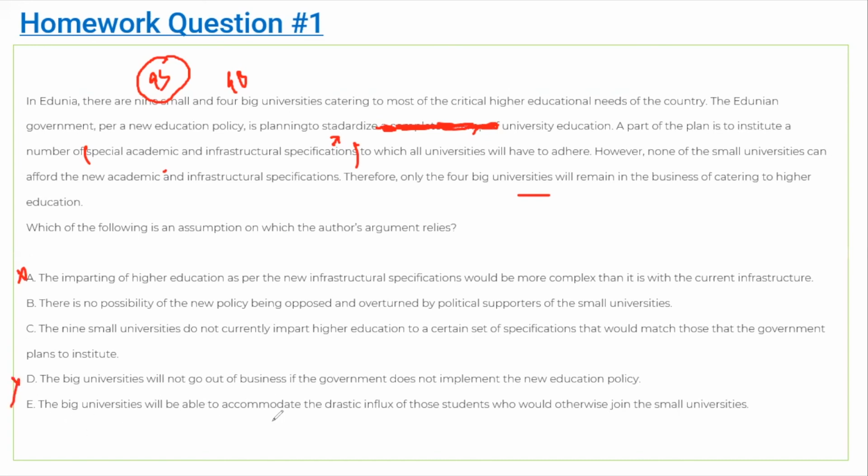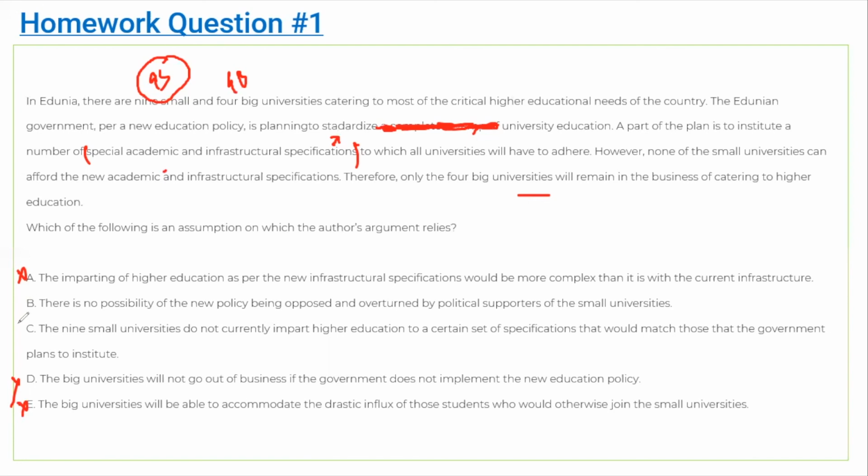E: The big universities will be able to accommodate the drastic influx of those students who would otherwise join the small universities. Again, we are talking about whether they have the capacity to incorporate more students. Let's see if they cannot. So what? It will again be bad for those students. They probably will have no education for a year or two. But will the big universities not stay in business because they cannot accommodate the students? No. And also, how does it tell us anything about whether the small guys will have to be forced out of business? Nothing. So the ultimate conclusion that only the four big guys will stay, you're not providing support to that. You're not ensuring that is what's going to happen because the nine small guys will go out. No, you're not talking about that at all. Therefore, E is definitely out.